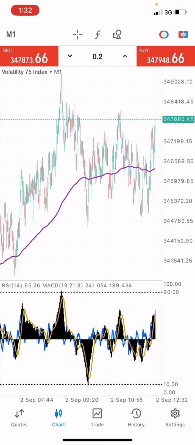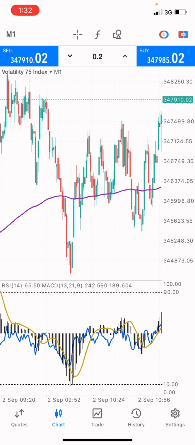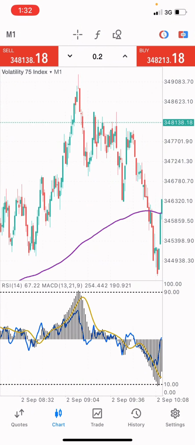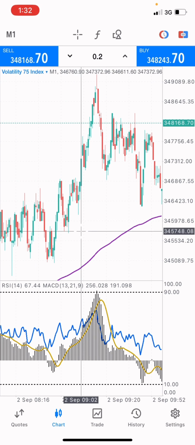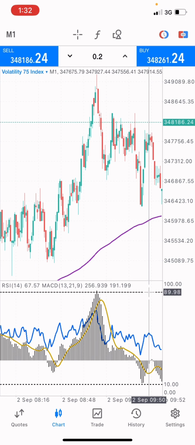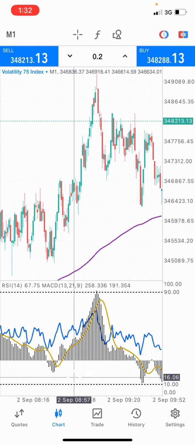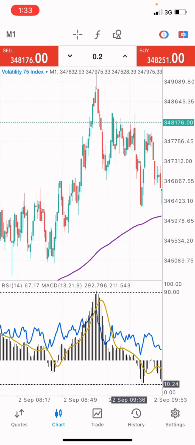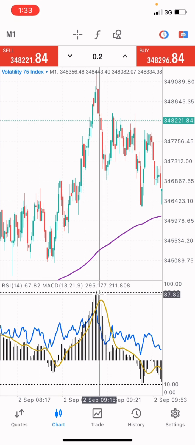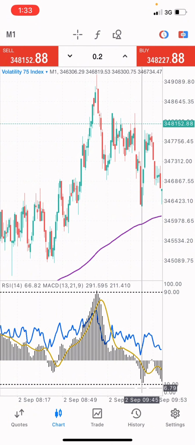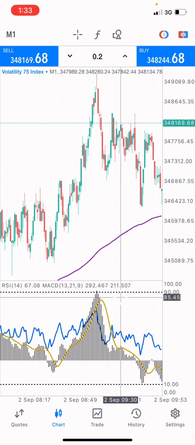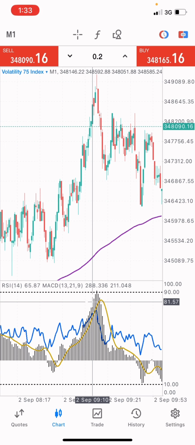So now we're going to zoom out. Now we're going to put this on the third zoom level. This is the first one, second and third. Now we're doing this on the third zoom level and on the 1 minute time frame. On this strategy we're going to be using level 90 and level 10 for this VIX 75 index. I've been using this relative strength index with these same two levels, and these two levels are really good because they work really well.